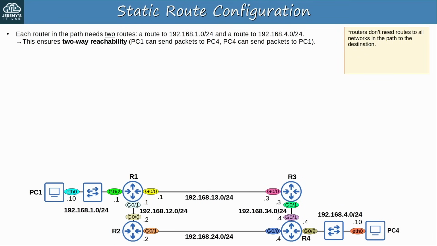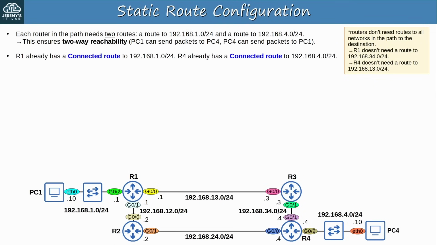It's worth noting that routers don't need routes to all networks in the path to the destination. For example, R1 doesn't need a route to 192.168.34.0/24. It just needs to know, to send packets to 4.0/24, I should send the packets to R3. R3 will take care of the packets after that. And likewise, R4 doesn't need a route to 192.168.13.0/24. R4 just needs to know, to send packets to 1.0/24, I should send the packets to R3. R3 will take care of the packets after that.